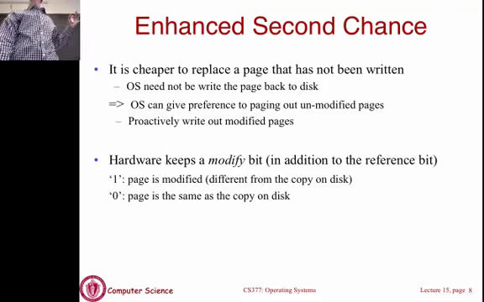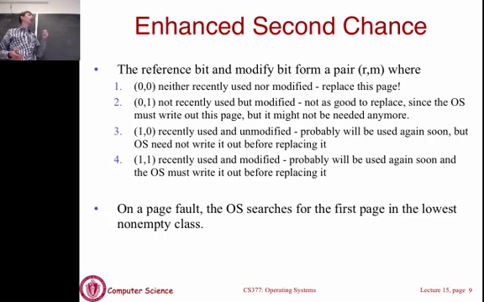So basically, in enhanced second chance, we're going to add a second bit. Here we just had the one reference bit. Now we're going to add a second bit, which we're going to call the modify bit. That tells us whether the page is equal to its copy on disk or whether it's changed since then. So now a given page can have four different values based on the reference bit and the modify bit. Previously we were just 0 and 1. Now we have two bits, so we could have four different combinations.